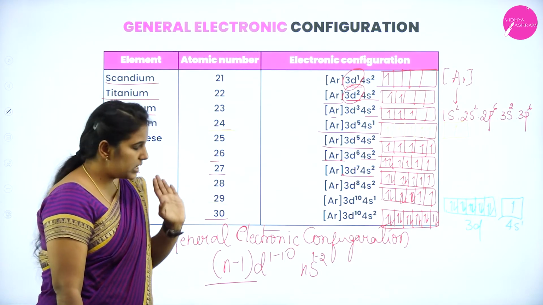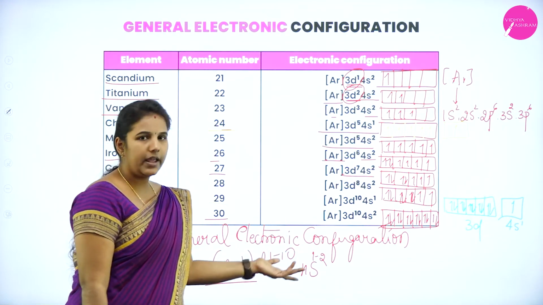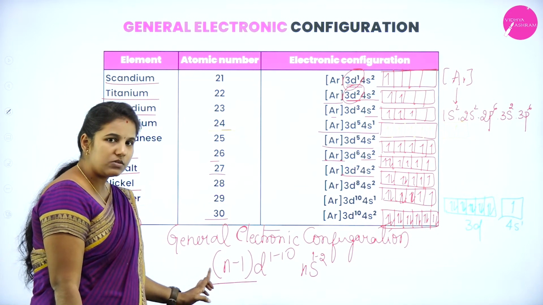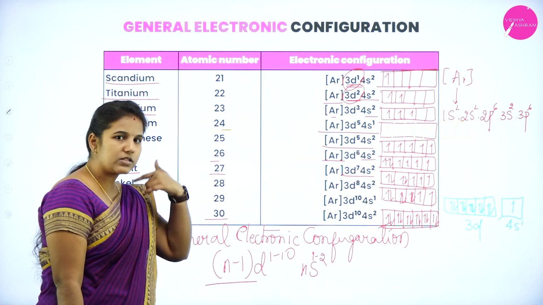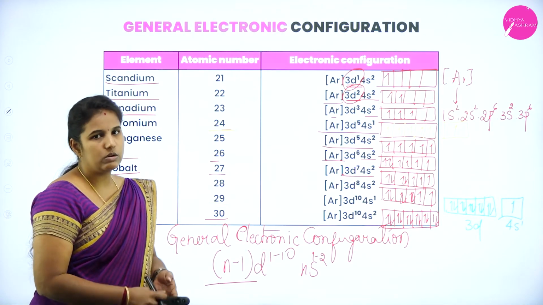Okay. Hence it is known as n-1 d 1 to 10 and ns2. Why have we written n-1 here? Because the electrons come to the penultimate shell, which means the electrons go to the back side of the shell, hence it is n-1.